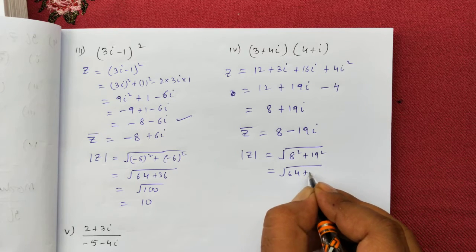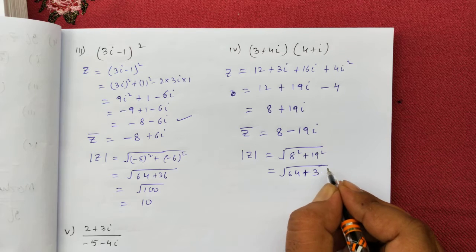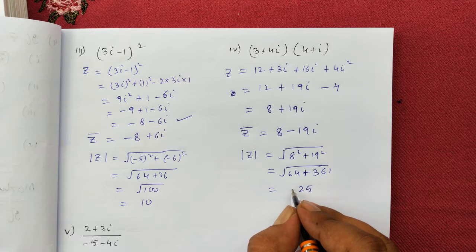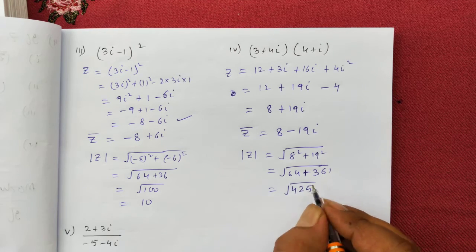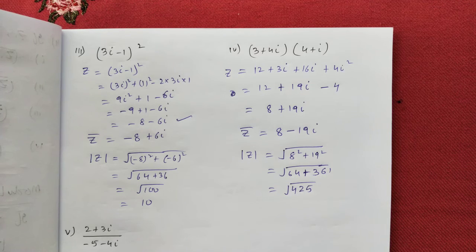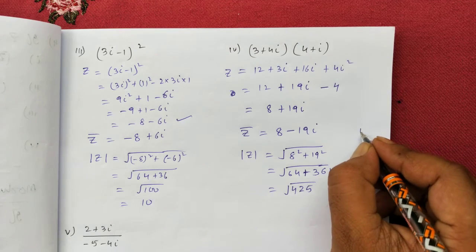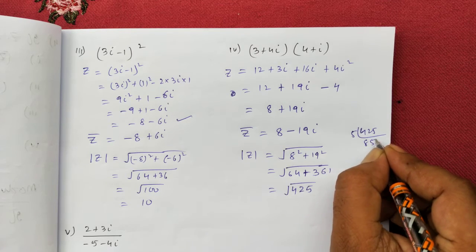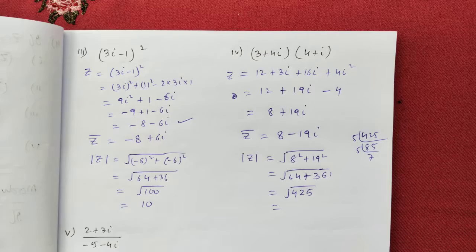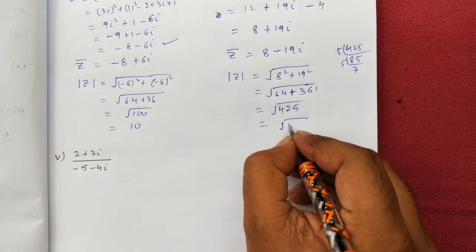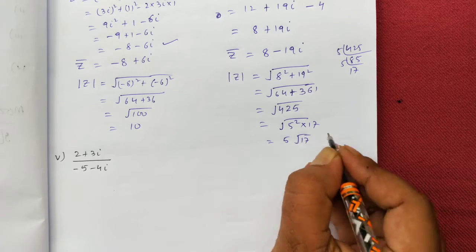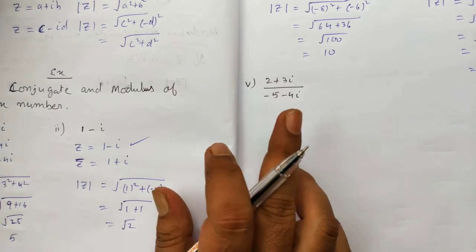8 square is 64 plus 19 square is 361. That gives 425, I guess. If you break down 425, it is 5 square into 17, so the modulus is 5 root 17. If you get this kind of question also, no problem.